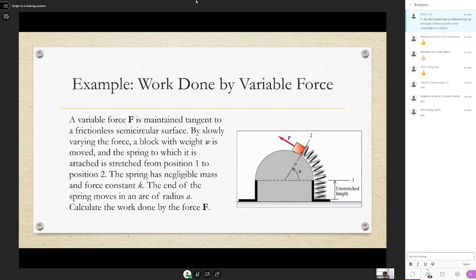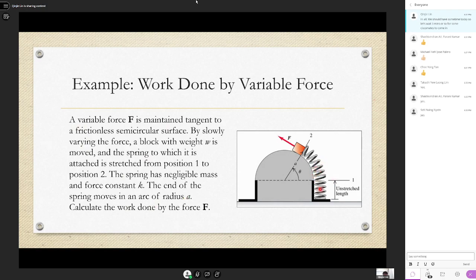Let's take a look at another example. A variable force F is maintained tangent to a frictionless semicircular surface. By slowly varying the force, a block with weight W is moved, and the spring to which it is attached is stretched from position 1 to position 2. The spring has negligible mass and force constant K. The end of the spring moves in an arc of radius A. Calculate the work done by force F.